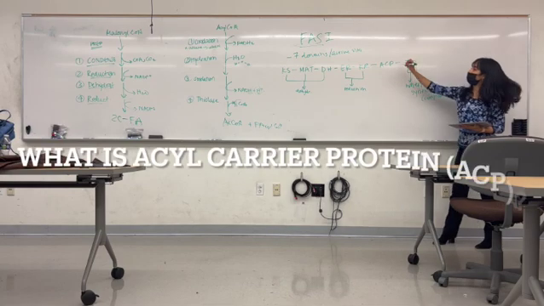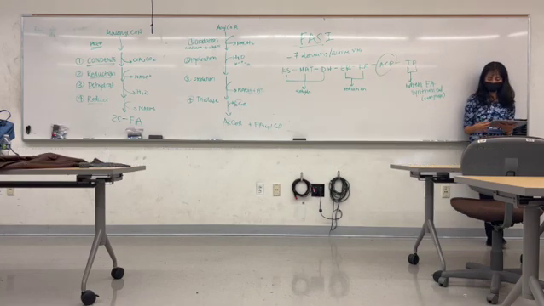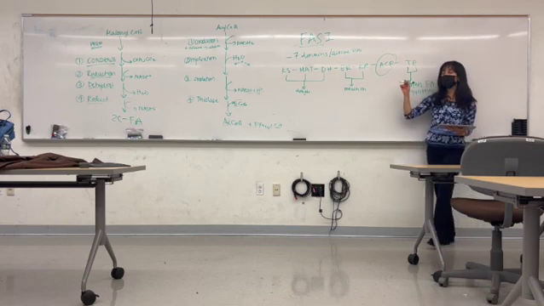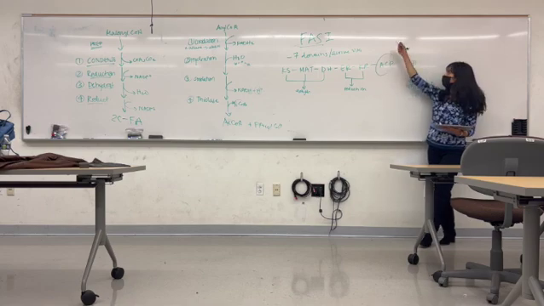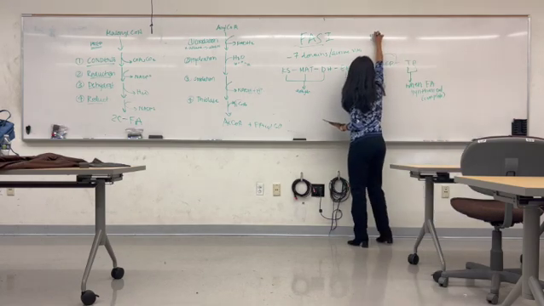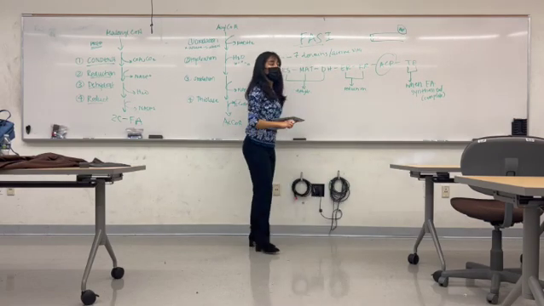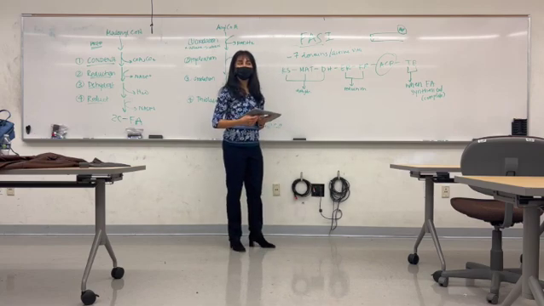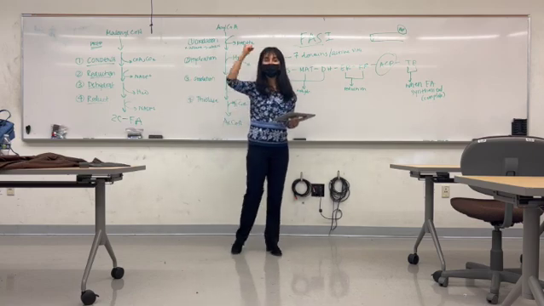Now you're wondering, what is an ACP? What do you think the acyl carrier protein is? Remember all of these are on FAS1. In her diagram, she has it like this, and that's the ACP. The ACP is like an arm. I say it every time, it's an arm. The ACP is an arm.